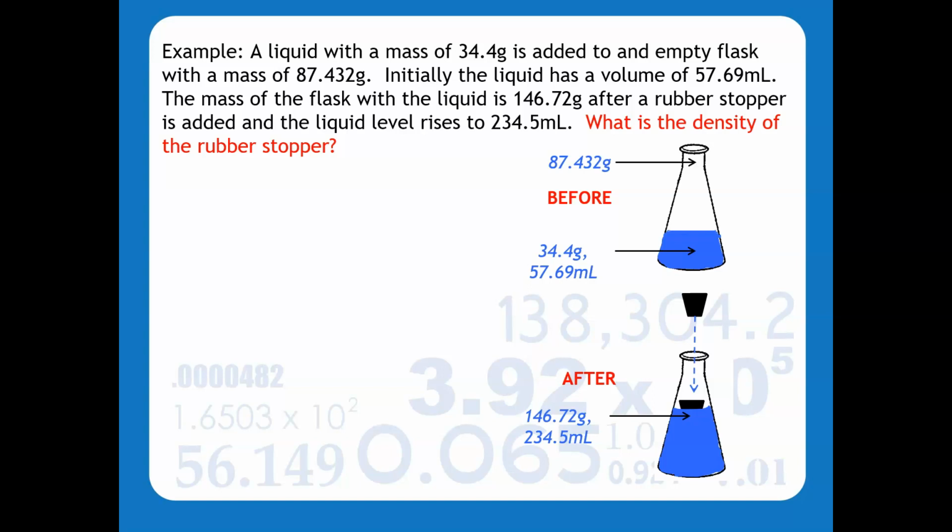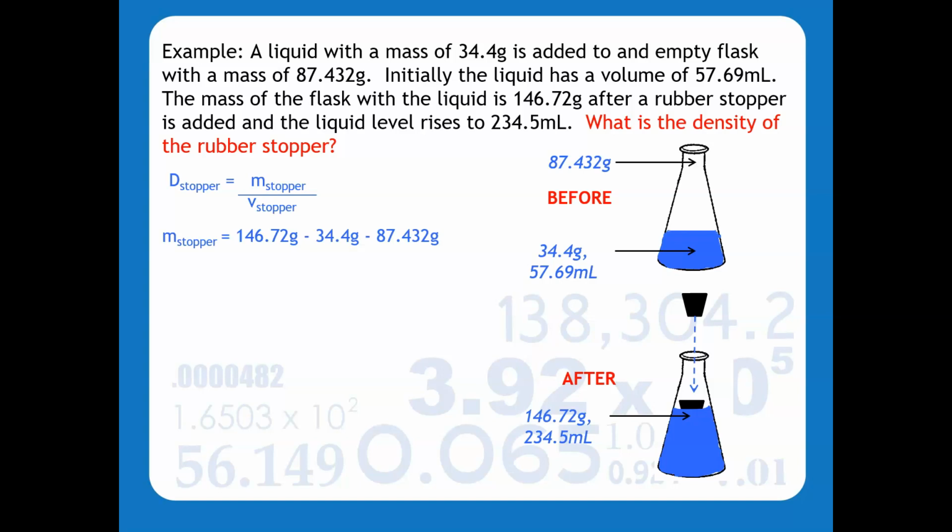So another thing that I do is I write out the density equation, but I'm specific. So I write, for example, if I want the density of the stopper, that means that I need to find the mass of the stopper and the volume of the stopper. So I need to focus on that in order to get that information. So the first thing I'm going to do is get the mass of the stopper. So I know that I can get the mass of the stopper because I know that the contents after the total mass was 146.72 grams, whereas the mass of the liquid by itself was 34.4 grams and the mass of the flask by itself was 87.432 grams.